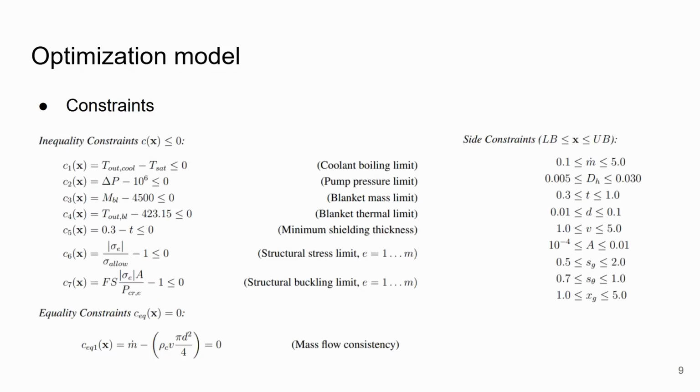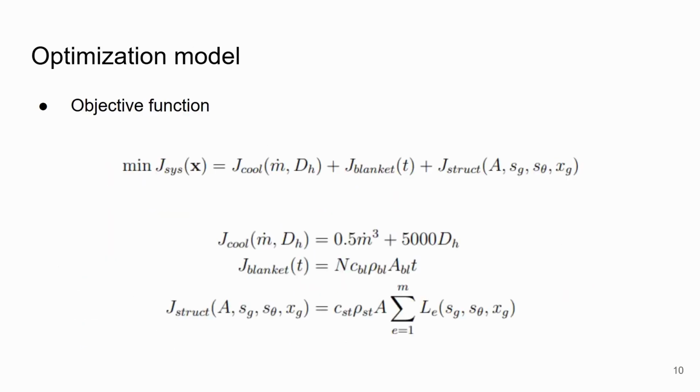The constraints were as followed. They included coolant boiling limit, pump pressure limit, blanket mass limit, blanket thermal limit, minimum shielding thickness, structure stress limit, structure buckling limit, and mass flow consistency. The optimization function was the total cost composed of the cost of each subsystem. The cooling subsystem cost was mainly dependent on the mass flow rate and channel dimensions, while the blanket wall subsystem and support structure subsystem costs were mainly dependent on material use.